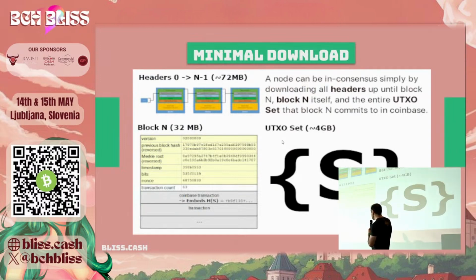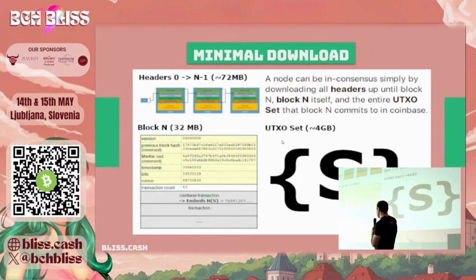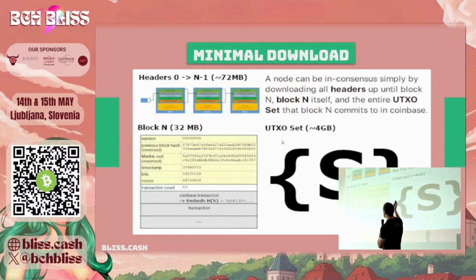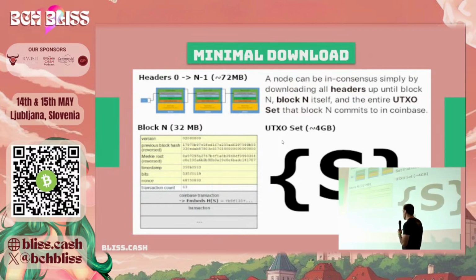Let's say you had a 32 megabyte block, and you have to download N headers or whatever before that block, because you really need the headers anyway. You want to verify this block versus those headers. So you have to get all the headers, like 72 megabytes. And then let's say the UTXO set is 4 gigabytes or something. You end up doing a 4.1 gigabyte download, and you can start transacting immediately, rather than having to do IBD from the beginning, maybe wait 12 hours or whatever.